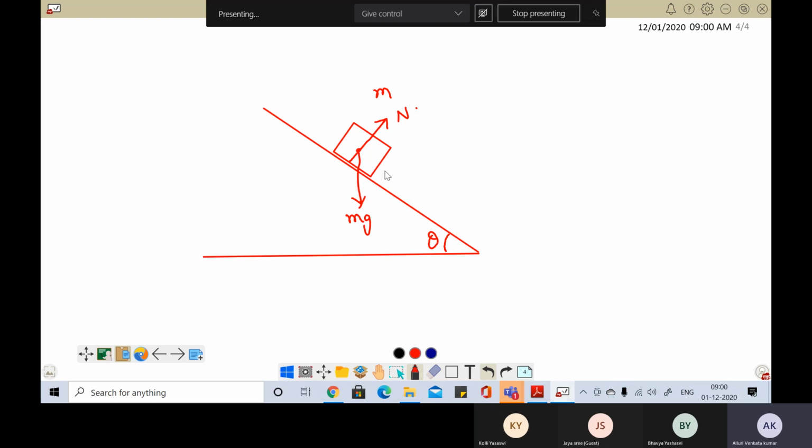Now we should always resolve the forces in the direction of motion and perpendicular to the direction of motion. Correct. So that means this mg should be resolved in which direction?